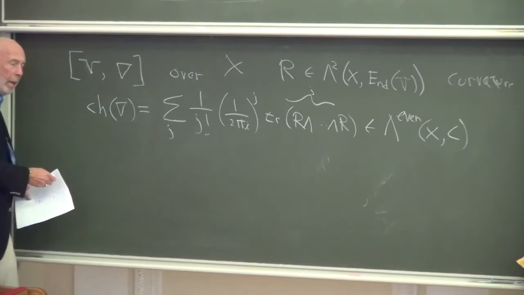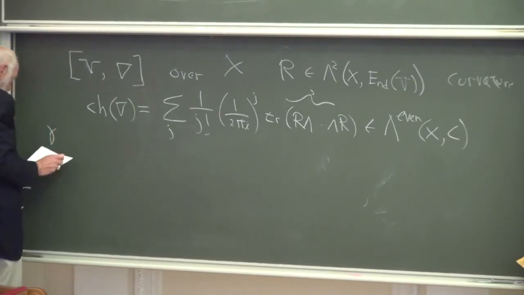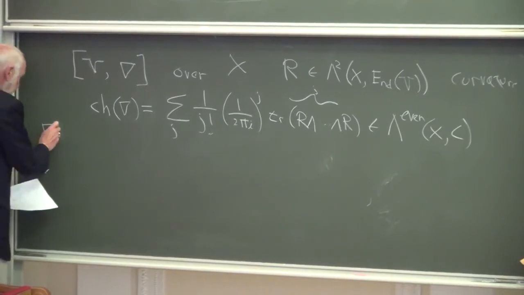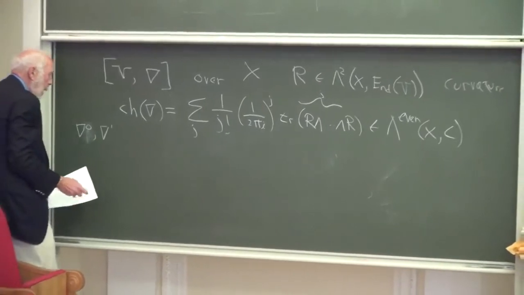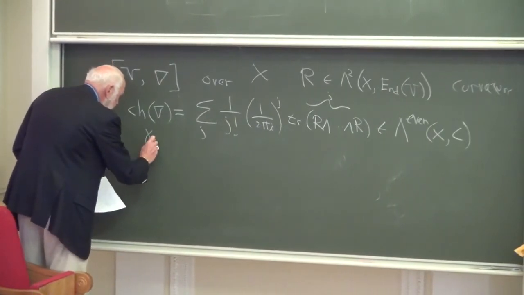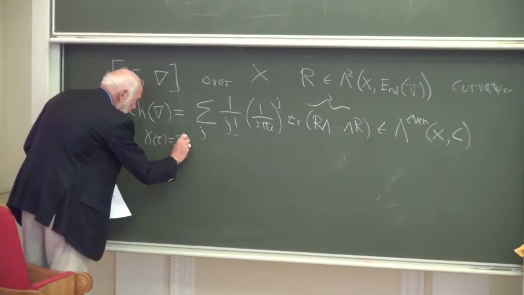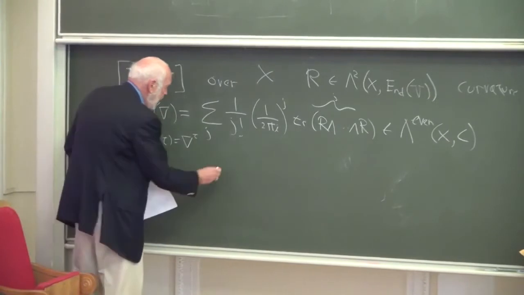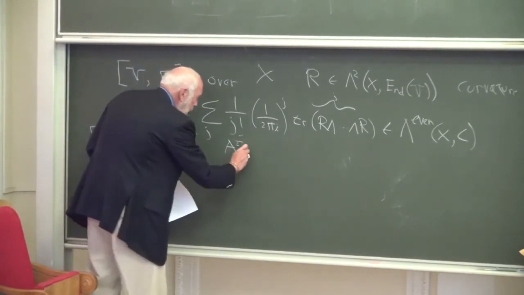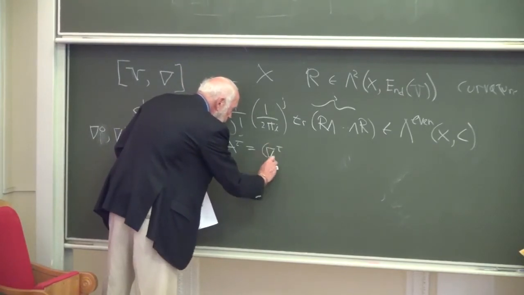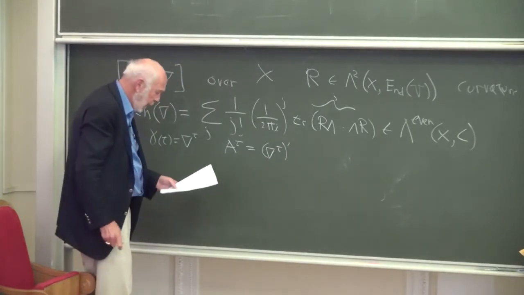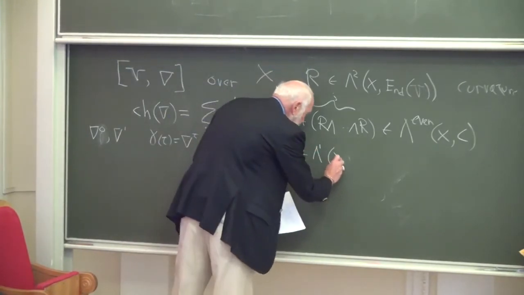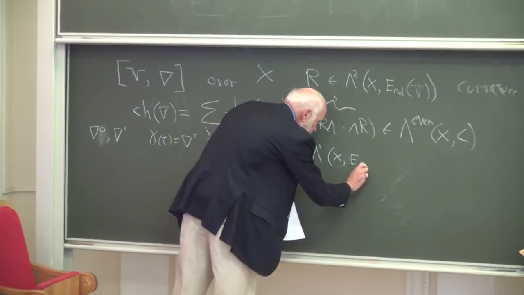And now, if I have a curve of connections. Well, suppose I have two connections, del 0 and del 1, and a curve connecting them, gamma of t equals, let's say, del t. I can say that A t equals del t prime. So you take a derivative of this family of connections, and that's an element in wedge 1 of X with coefficients in endomorphisms of V.